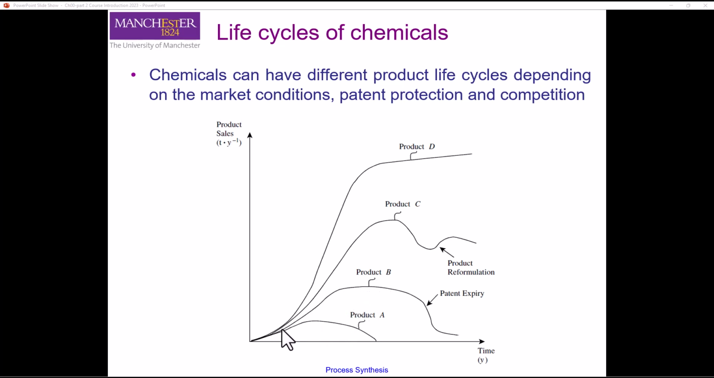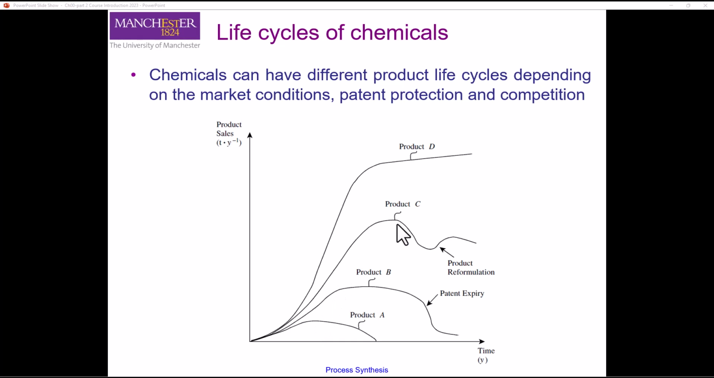So initially you had a slow growth, and finally, after a certain time, your growth became more stable. And finally, when the patent expired, it totally dropped because the other manufacturers could manufacture the same product, and as such, the share of the market was divided among different manufacturers.